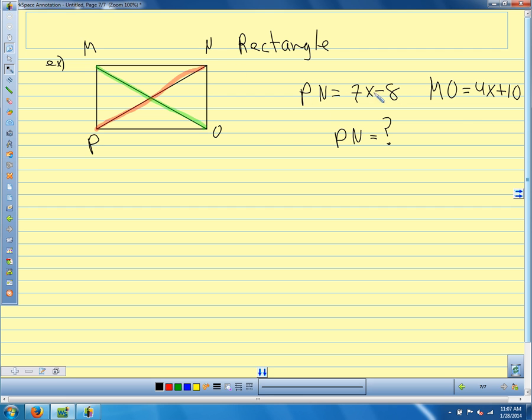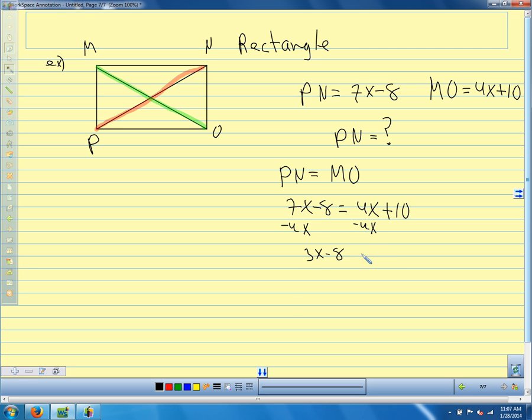PN is one diagonal, MO is another diagonal. If they're congruent, they're equal. So we say that PN equals MO, or 7x minus 8 equals 4x plus 10. Now we're down to finding x. Subtract 4x. 3x minus 8 equals 10. Add 8. So 3x equals 18. Divide by 3, and x equals 6.